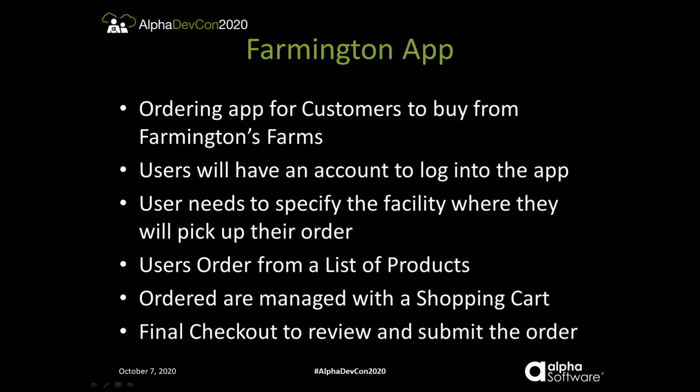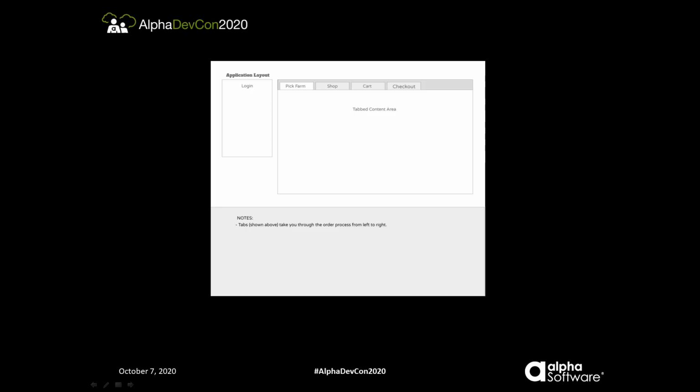Let's take a look at the wireframes for this application that I put together for Scott. Here is an overview of the whole app. We have a login screen on the left and the main application on the right, which is a tabbed interface containing the screens where the user picks a farm, selects their products, reviews their cart, and finalizes their order. When the user logs in, the app navigates to the main application and displays the Pick Farm tab.